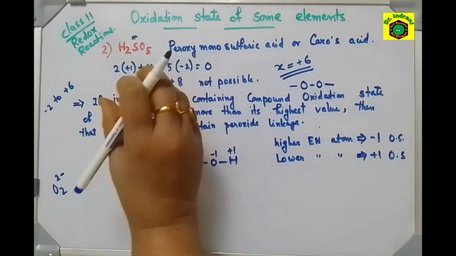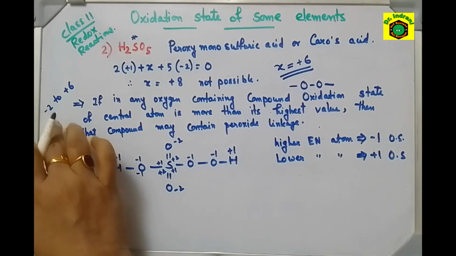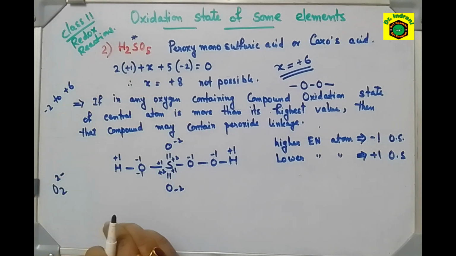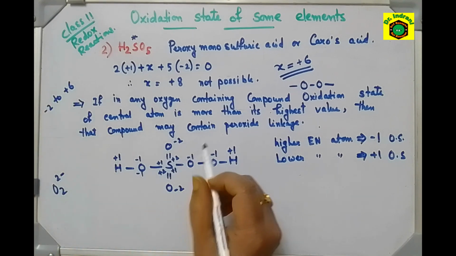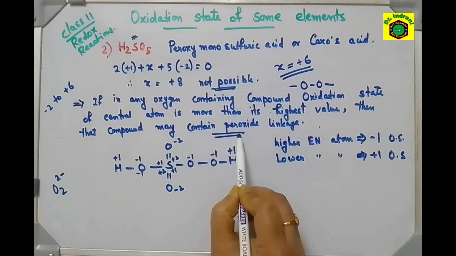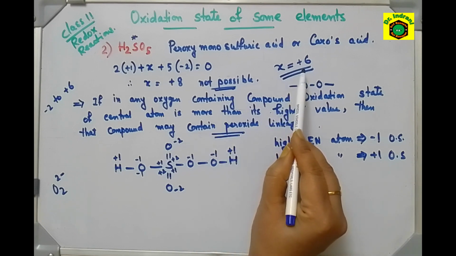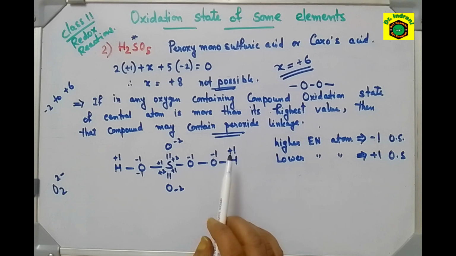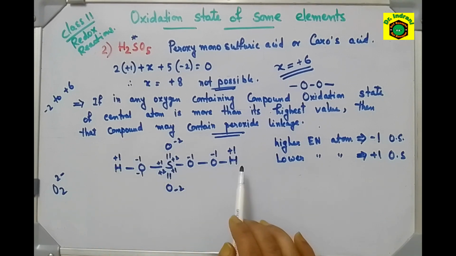So whenever you get a value more than the group oxidation state, then you have to write it is not possible, maybe peroxide linkage is present, and you have to write the maximum oxidation state. Now for understanding purpose, I have given you the structure.